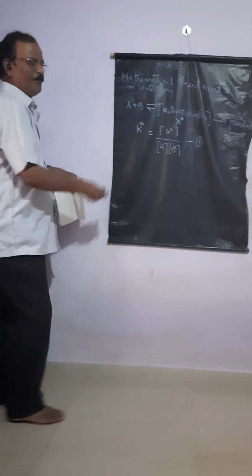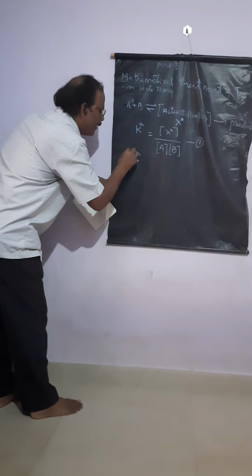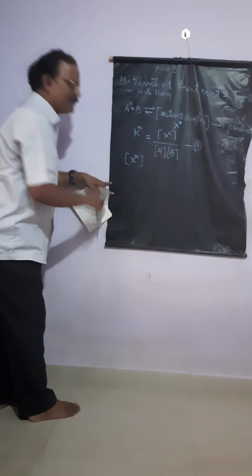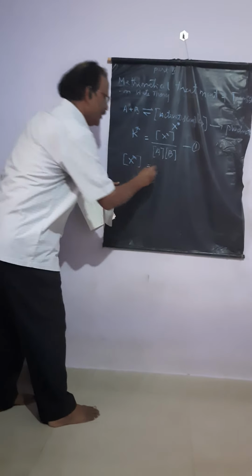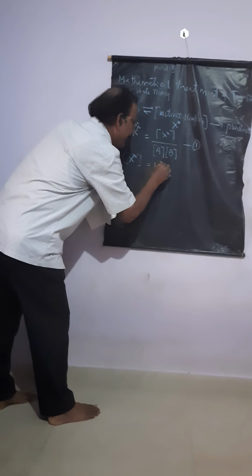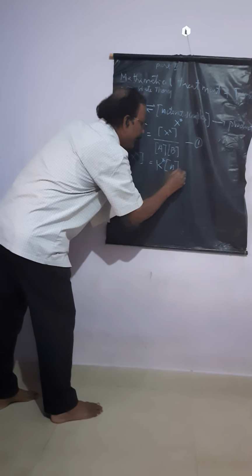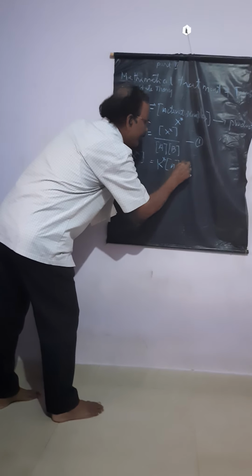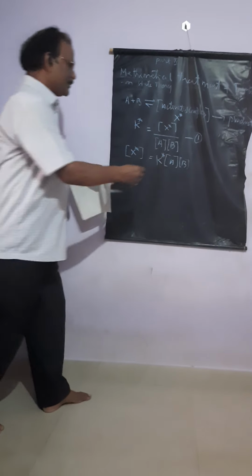Now, to write X star, the concentration of activated complex is equal to K star into concentration of A into concentration of B. So this is equation number 2.